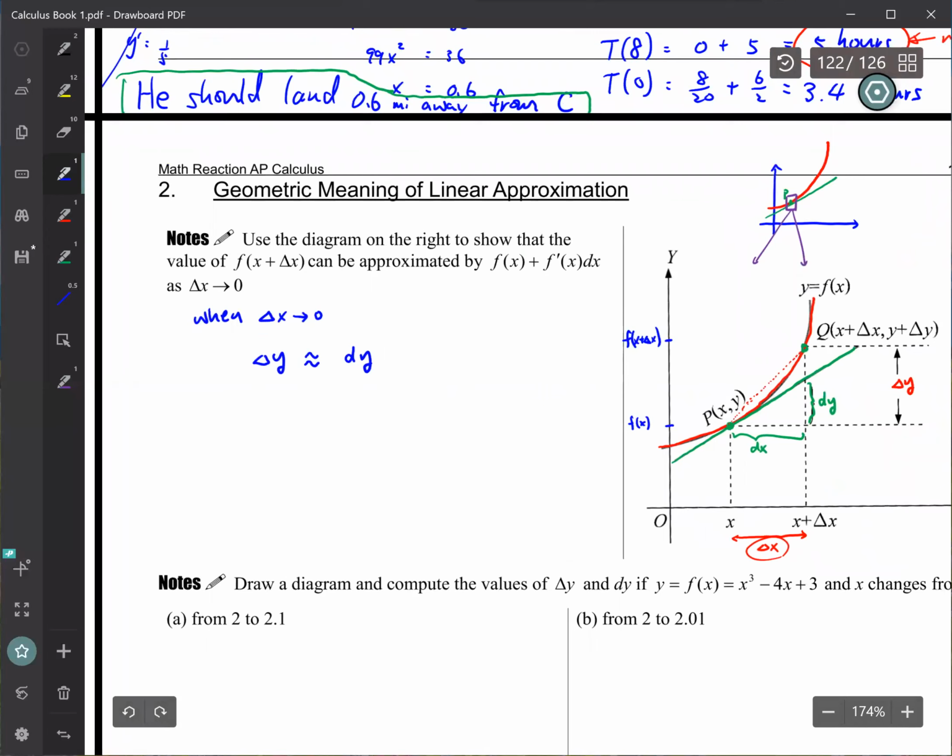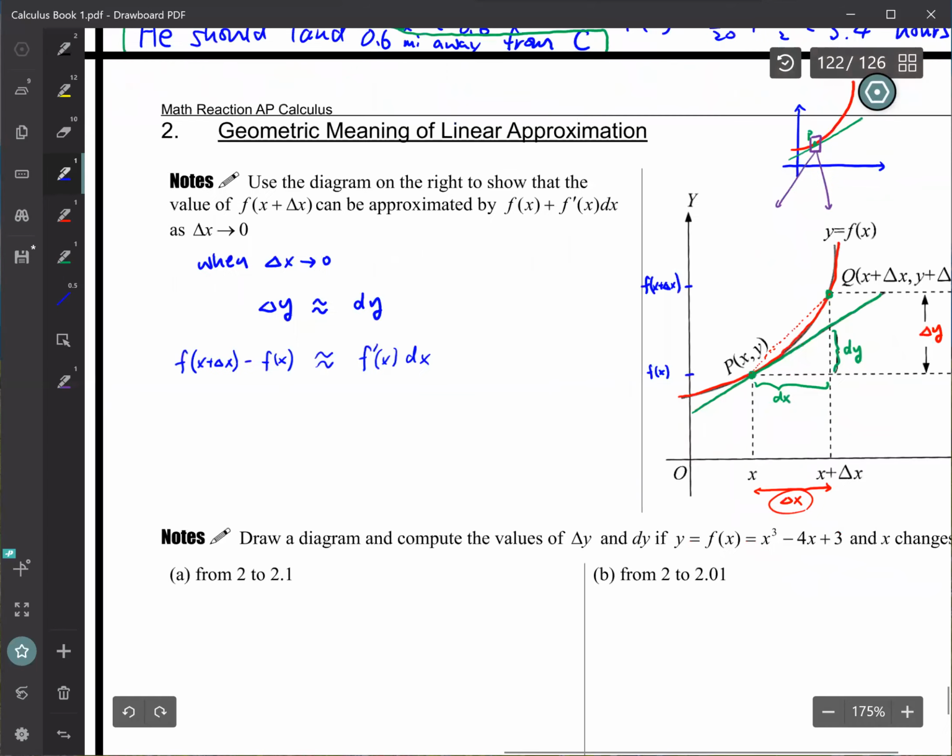dy we know is f prime of x dx, right? From before the break, we went over this formula. dy is f prime times dx. And delta y is talking about the secant line, right? So we take the y values and subtract each other. So it'll be f of x plus delta x minus f of x. Any question here?